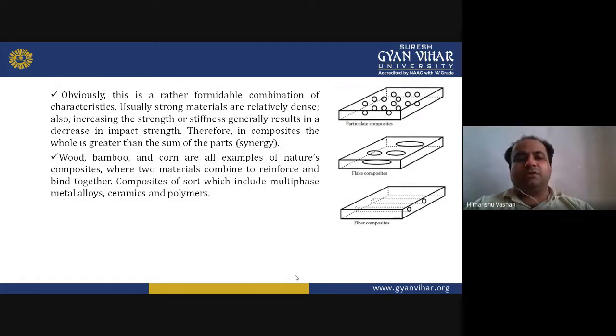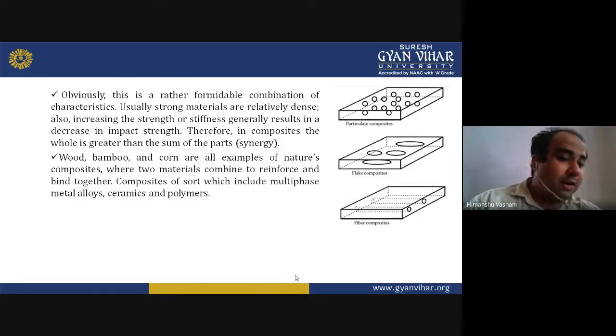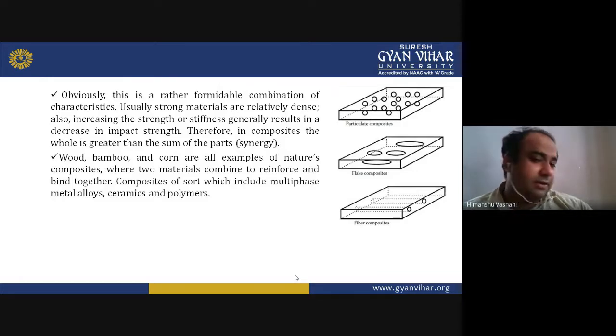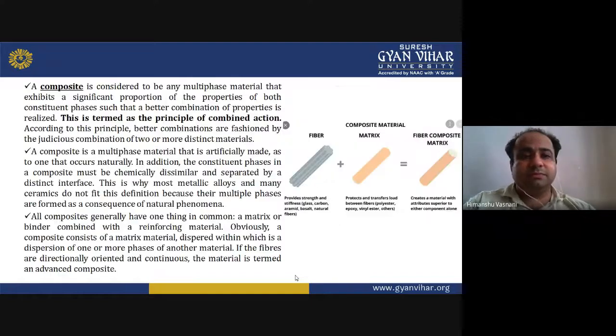Composites of this sort include multi-phase metal alloys, ceramics, and polymers. This is a rather interesting discussion about these composites. So let's discuss composites.